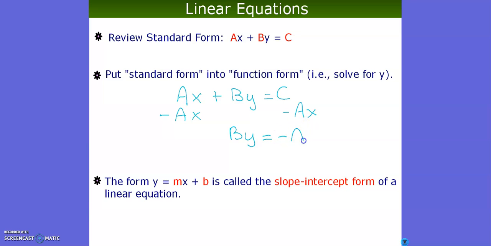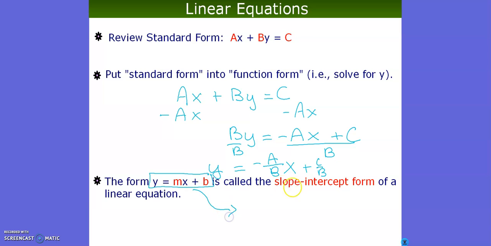And I'm going to put my x first. Remember, the constant comes at the end. And then I would divide everywhere by b. And we'll get y equals negative a over b x plus c over b. That's putting it into function form. And what you get looks like this. Function form is also called slope-intercept form.